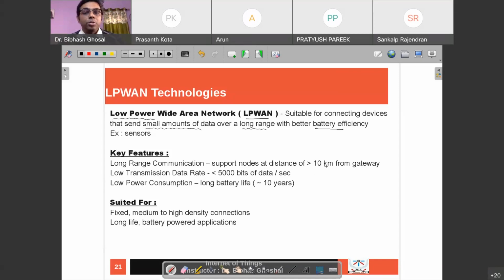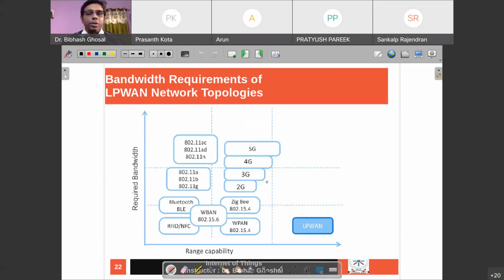Long range means you may have to send data up to 10 kilometers from the gateway, while allowing only around 5,000 bits per data. On power consumption, you should consume less power so that the battery lasts for a long time. There have been quite a few LPWAN technologies. As you see, this is their bandwidth requirement. For all of them, the range is very high and the bandwidth is low. Look at this range: high range, low bandwidth.